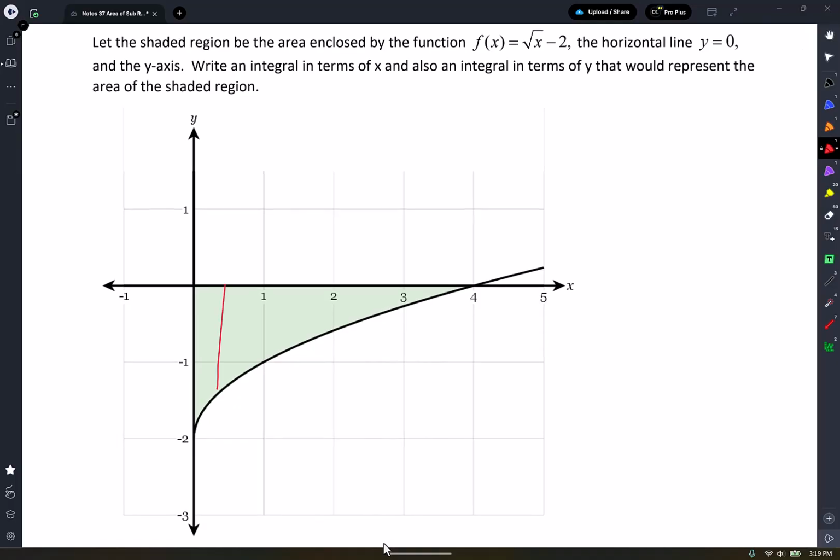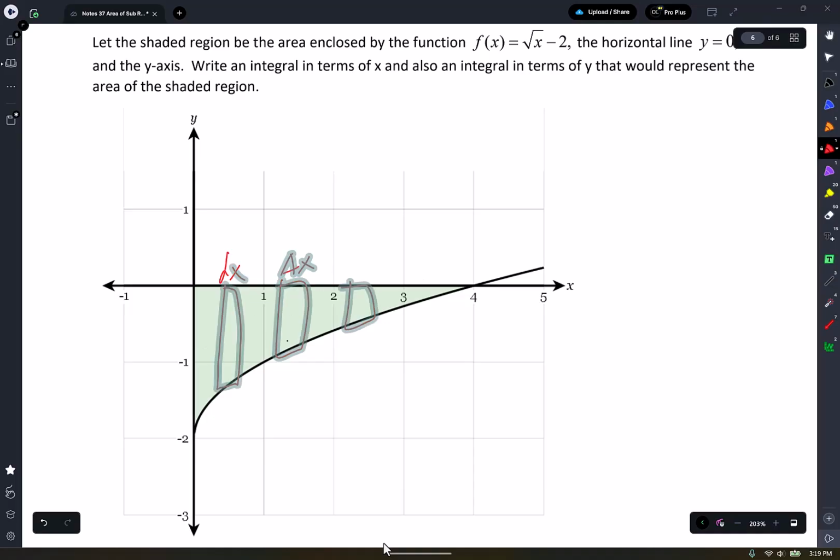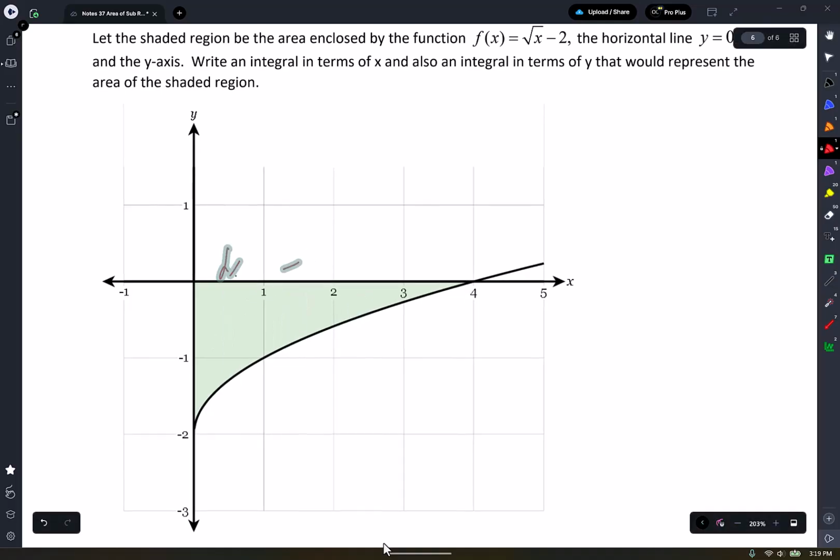So these are all delta x's. See? Those are all delta x's. So here it is. I'm just going to do it with respect to x first. Should be pretty straightforward. Integral. What's my leftmost x value? What's my rightmost x value? 4. And it's this line here, the x-axis.